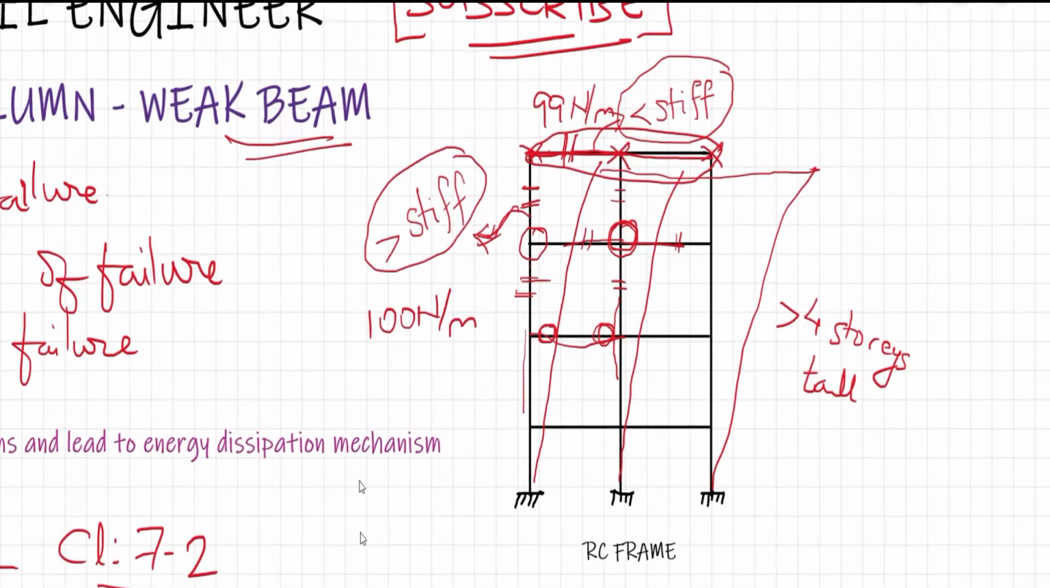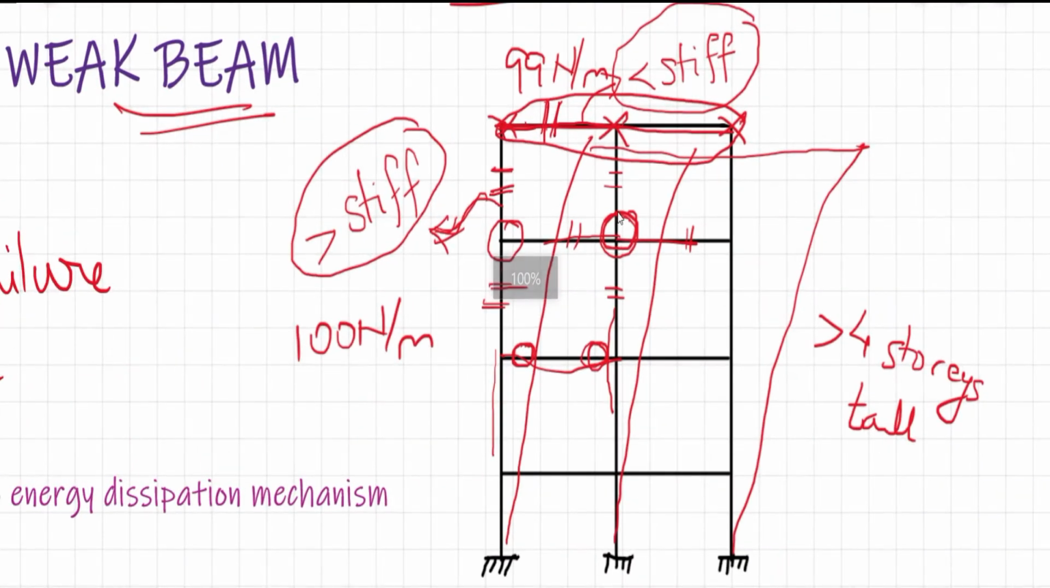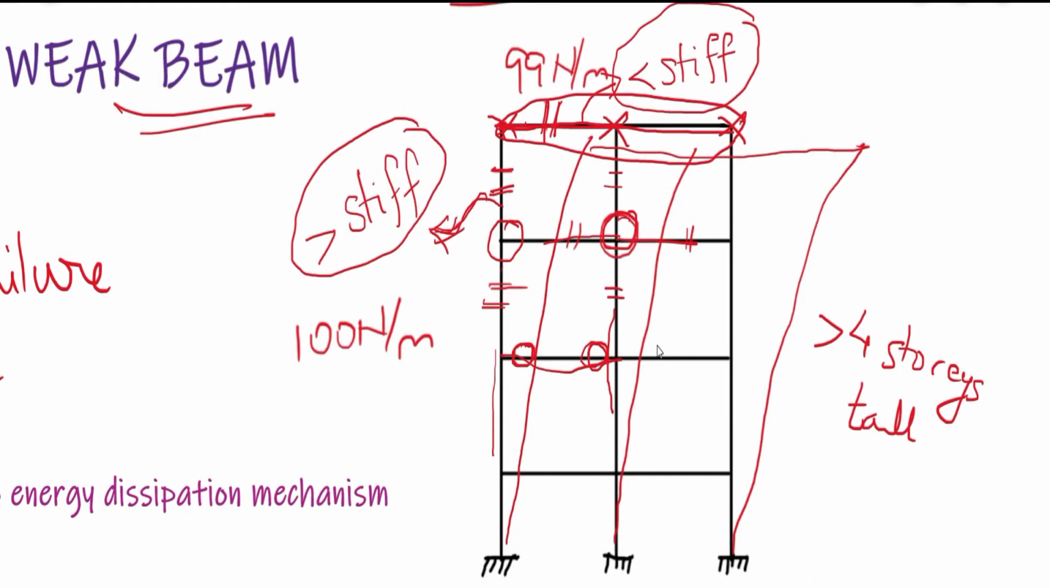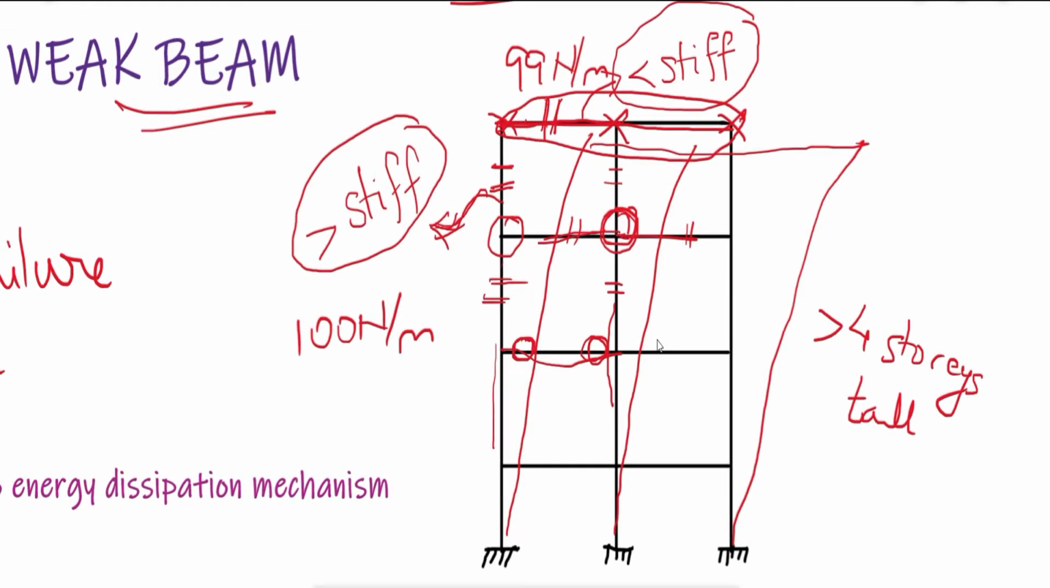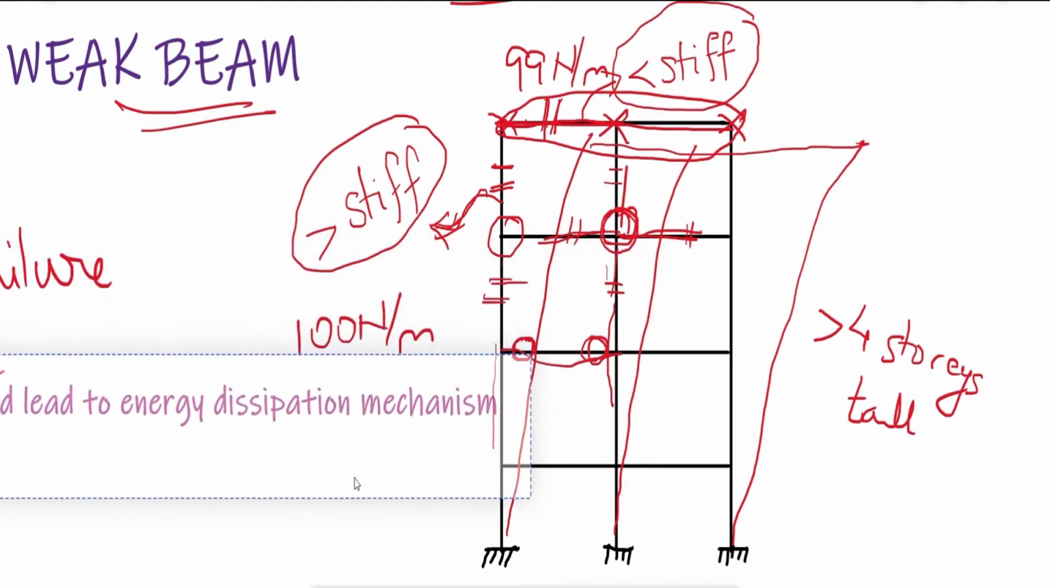The joint which I have considered here is this point. There is a left side beam and a beam on the right side, and a column at the top and a column at the bottom. So here I am going to explain how this concept has arisen.